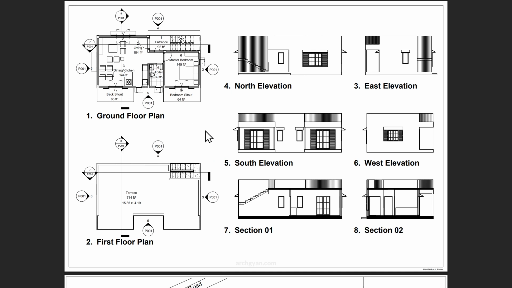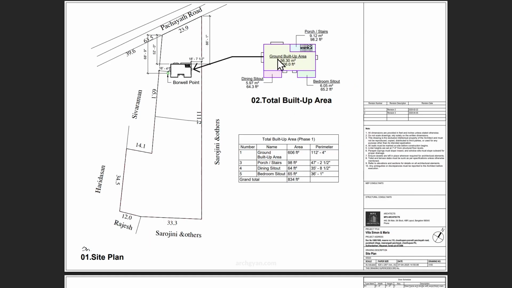Now this is a presentation sheet. Now here I've consolidated all of our plans and elevations and also two sections here just to give the client an overview of what the project would look like after phase one. This is the site plan. So you can see we have the built up area here. This is also generated in Revit.